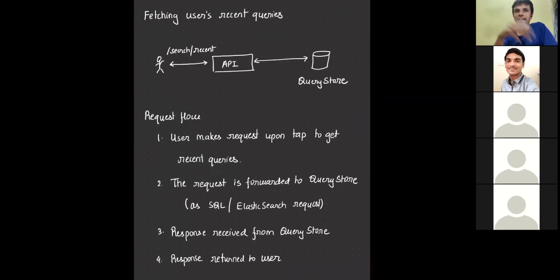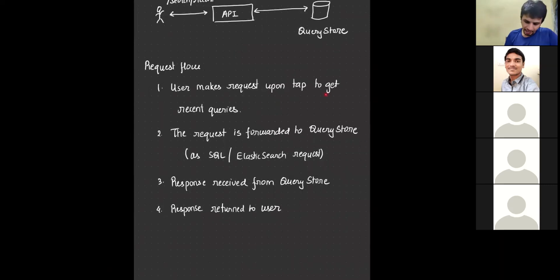We'll make a query like /search/recent by GET. It would get all the recent queries fired by the user. It would go to the query store and get the data. Now this query store was a NoSQL data store, right? In it, for a given user, you'll get the last, let's say 3x. If you don't want to render 5, you'll get the last 15 queries, pick the most recent unique 5 queries and return them. So the user makes a request on the tab to get recent queries, the request is forwarded to the query store, SQL, Elasticsearch, whatever it is, and the response is returned back to the user.